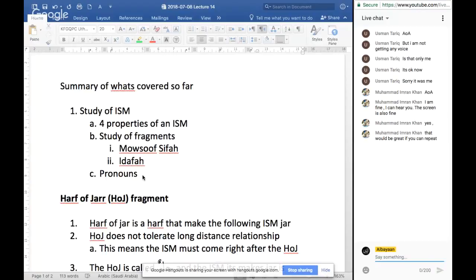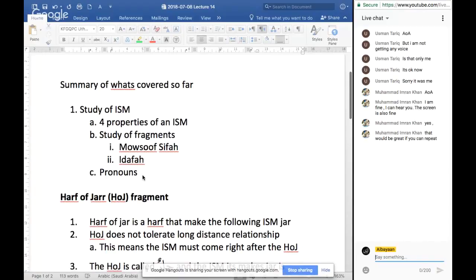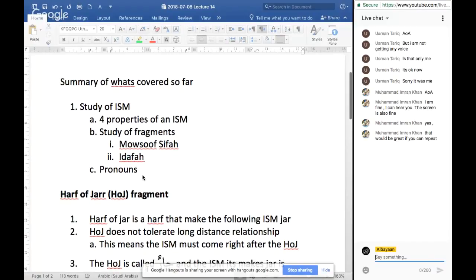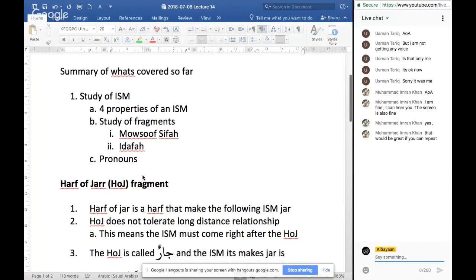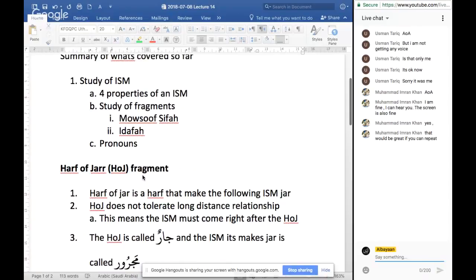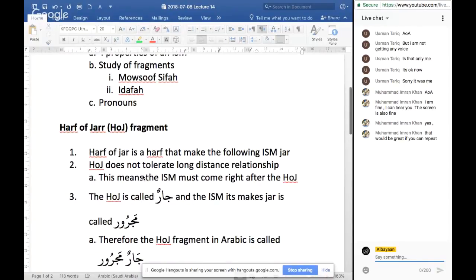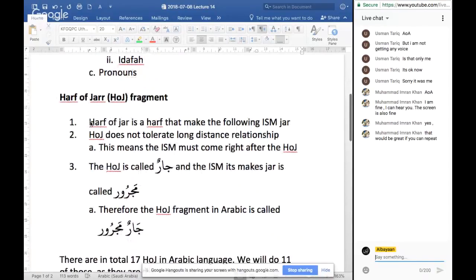Today we are going to start another fragment, which is one of the easiest fragments you will find, inshallah. It is called the Harf of Jar fragment. The purpose of Harf of Jar is very, very simple. It is a harf, that's point number 1 that I've written here. It's a harf that makes the following ism jar. As soon as you see this harf, it is ism jar.